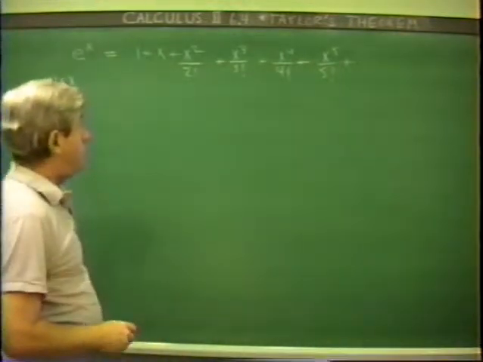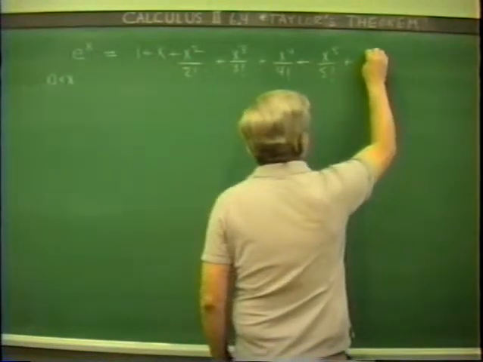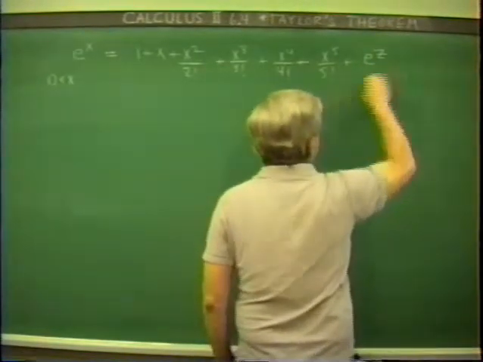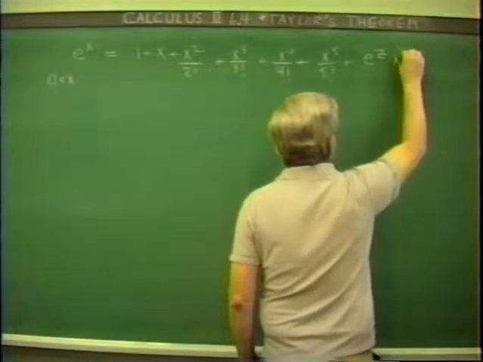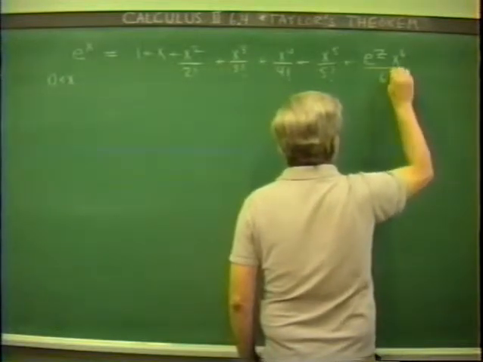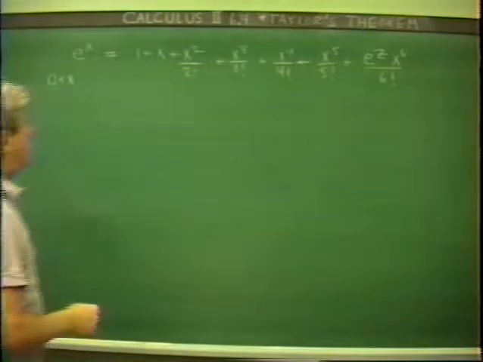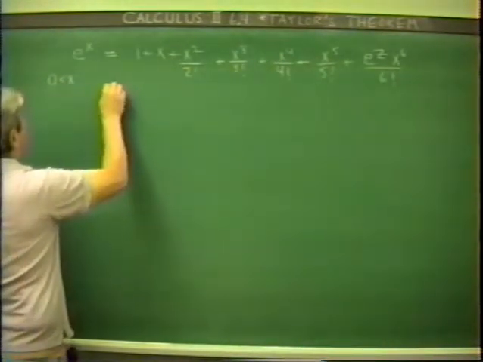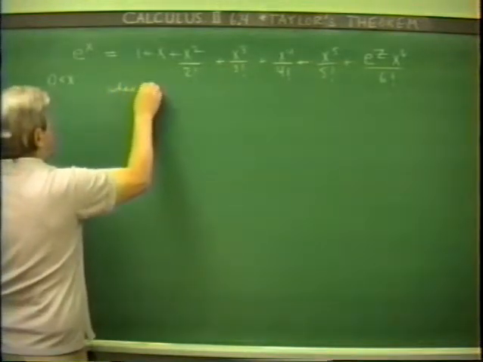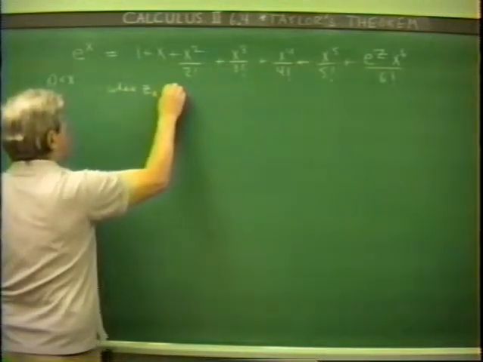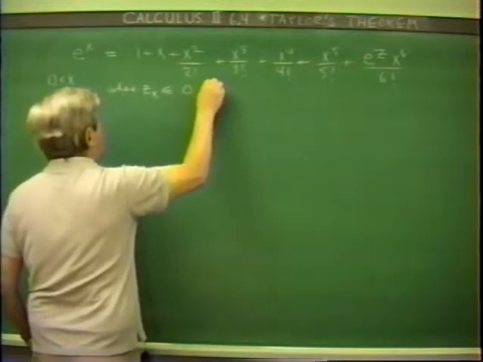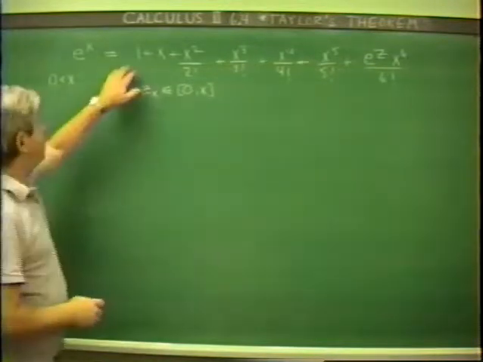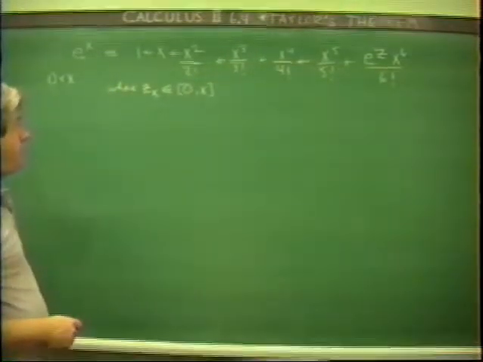And now the error term here says that this is going to be the n plus first derivative at some point z, which is e to the z, x to the 6th over 6 factorial. Right? So this is e to the x, where z depends on x and belongs to the interval from 0 to x. So suppose we want to approximate e to the x using this right here.